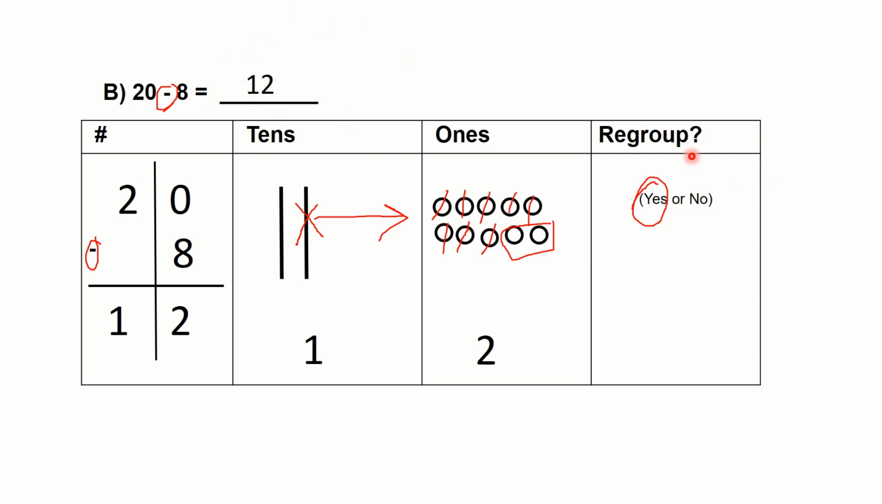For this problem, we needed to regroup, yes, because we did not have enough in the ones place. There was nothing there, so I couldn't take anything away. I could not take away 8. So I needed to borrow a 10 stick. I crossed it out, I drew an arrow, and I drew 10 ones cubes. Because remember, 1 10 stick is equal to 10 ones cubes. And then I crossed out 8. And when I crossed out 8, I only have 2 left over in the ones place, and my number became 12. So 20 minus 8 equals 12.